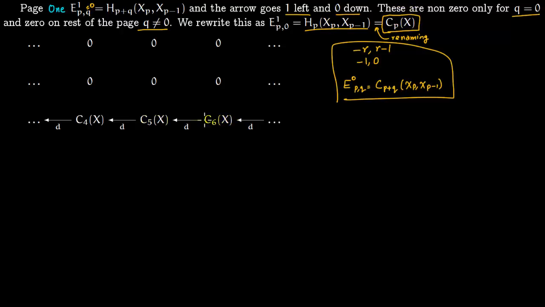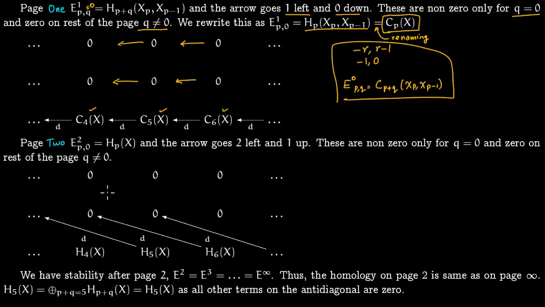So you have C6, C5, C4, and so on. And again you just have maps like this. So you have maps like this also going on here, but these are inconsequential because they are just going to give you zeros. So this is the structure of page 1. So now you start taking homology of this, and once you take homology of this, on page 2 you will just have homology groups sitting here, here, and here, and everything else would be 0. So you now take the homology of this. So this homology comes here, H4, H5, and H6.